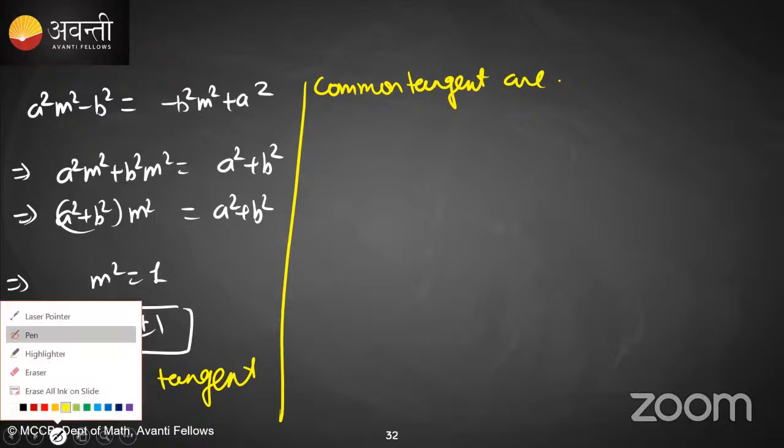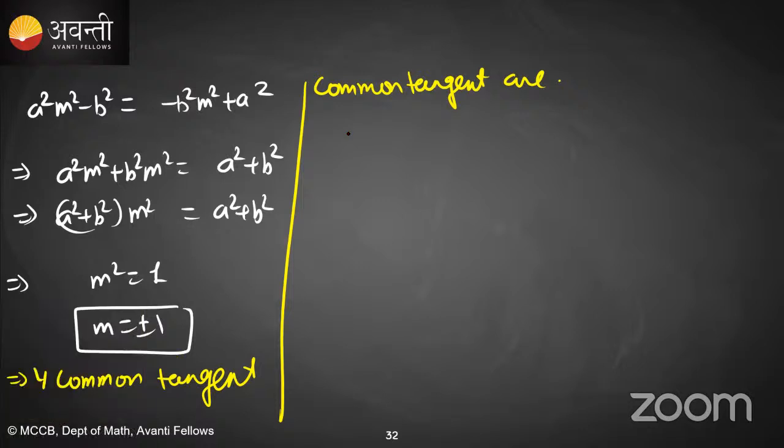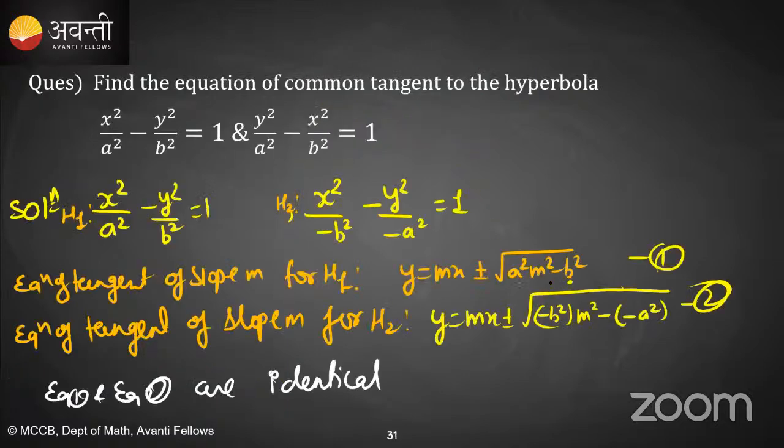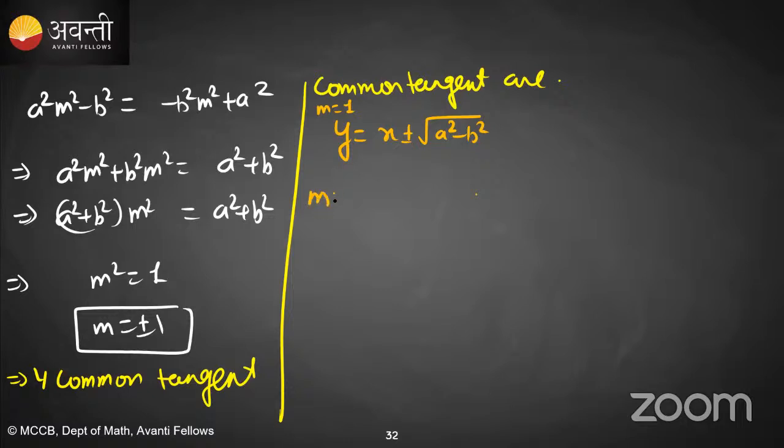And which are those common tangents? You can write this down also. For m is equal to 1, y is equal to mx plus minus under root of a square minus b square. These are the two tangents, right? Second, for m is equal to minus 1, y is equal to minus x plus minus under root of a square minus b square. Clear everyone? Tell me quickly in the chat box. Quickly students, tell me, is this clear? Any doubts so far?